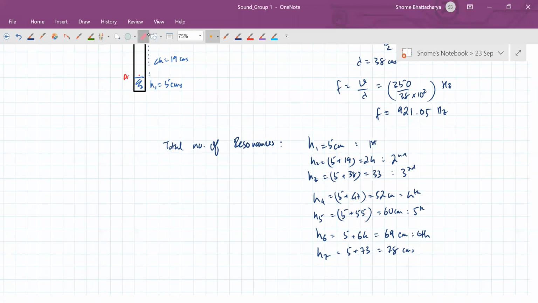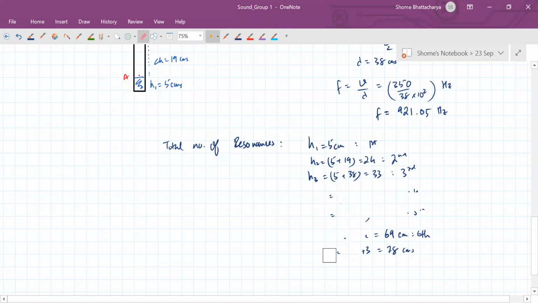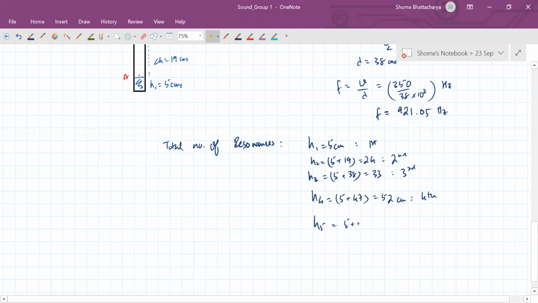Oh, sorry, I made a mistake in the calculations. The fourth one was correct, but the fifth one onwards is wrong. So H4 will be 5 plus 47, that is 52 centimeters. Then the fifth one will be at 5 plus 56. Okay, so that is 61 centimeters.